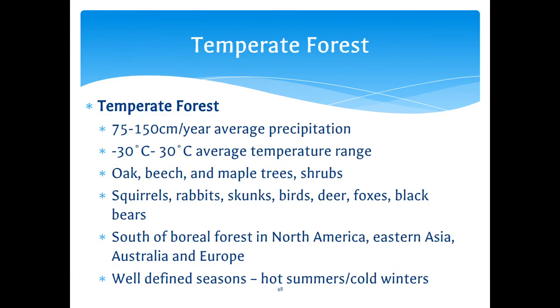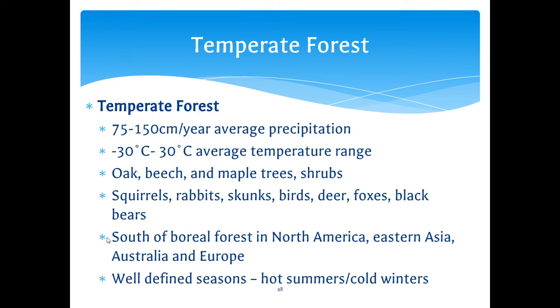You look at the temperate forest here. This is something that we're getting into in our region. 75 to 150 centimeters a year, so again over 36 inches of precipitation. Negative 30 to 30, so we're getting around the 80, 85-degree range here for some highs, even approaching the 90s. Average temperature range, oak, beech, and maple trees, so we have some of those. Squirrels, rabbits, skunks, birds, deer, foxes, and black bears. We don't necessarily have black bears directly in our area, but there are some down south of us. South of the Boreal Forest in North America, Eastern Asia, Australia, and Europe.